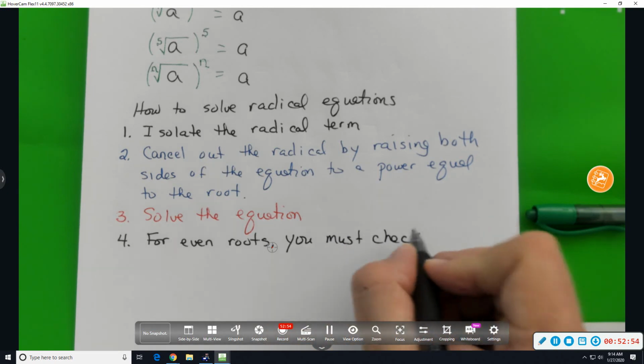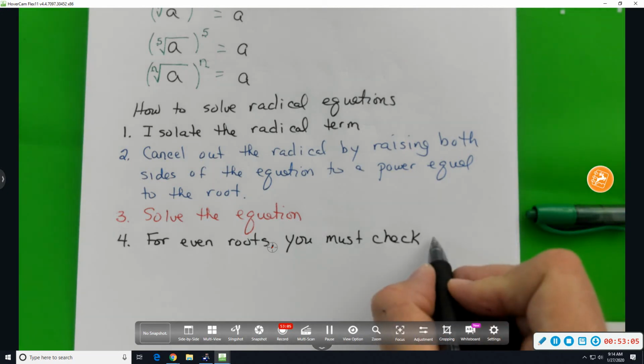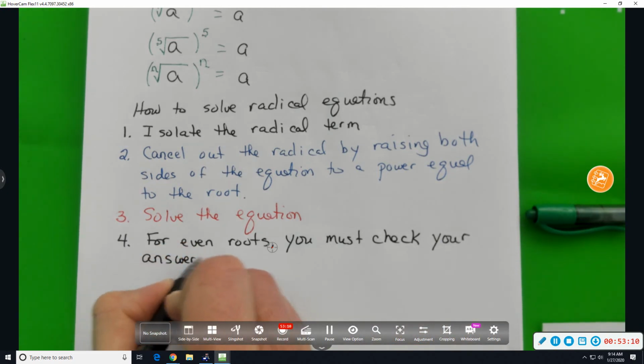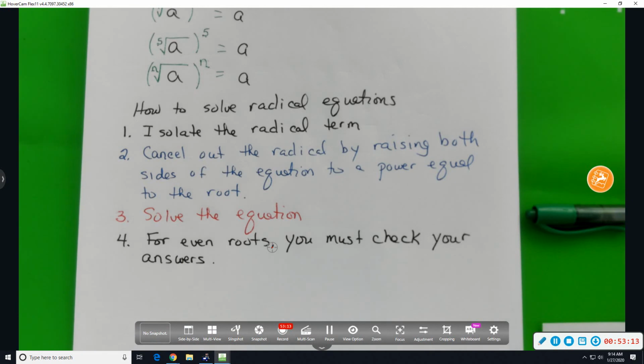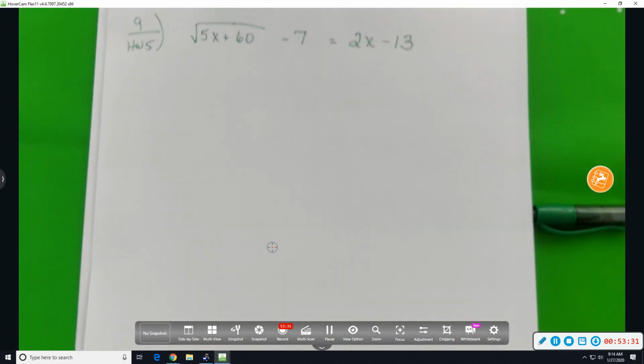If you're solving an equation that has an even root, what do I mean by even? Well, what are the even numbers? 2, 4, 6, 8, 10. So if you have a square root, a fourth root, a sixth root, you have to check your answers. It's possible that you're going to get numbers that aren't actually solutions. Now, if it's an odd root, like a cube root, the odd numbers 1, 3, 5, 7, 9, you don't need to check your answers. Okay? So, now follow through those steps as I do problem number 9.